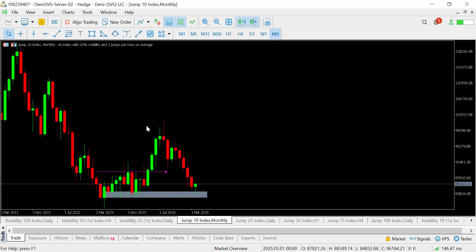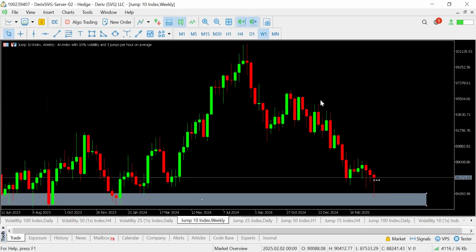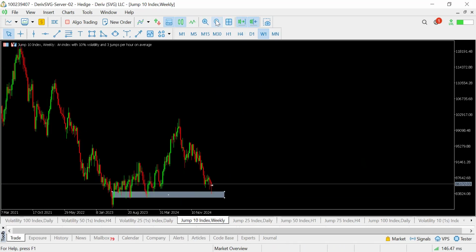Another piece of information that we can pick from this monthly time frame is that the market is currently at its lowest point. When I say its lowest point, I mean the market has never gotten beyond this present support that we have, and it is also currently being rejected. So let's look at what we can find out from the weekly time frame. Let me zoom this out.